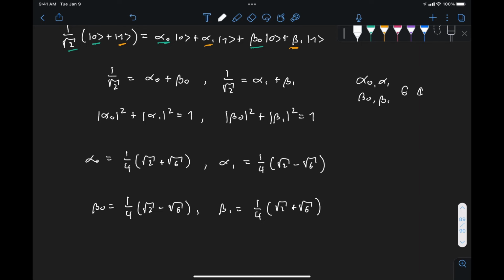And this works, right? If we add the terms that go with state 0, which are alpha 0 and beta 0, and add the terms that go with state 1, which are alpha 1 and beta 1, this gives us 1 over 4 root 2 plus 1 over 4 root 2. Well, that's 2 over 4 root 2, which is the same as root 2 over 2, which is 1 over root 2. And then the plus root 6 and minus root 6 cancel, and same on the other side.